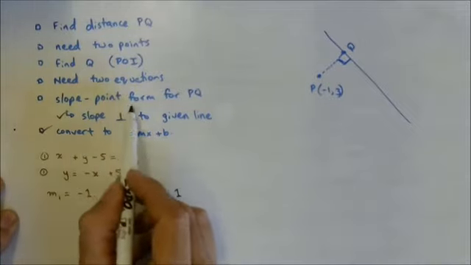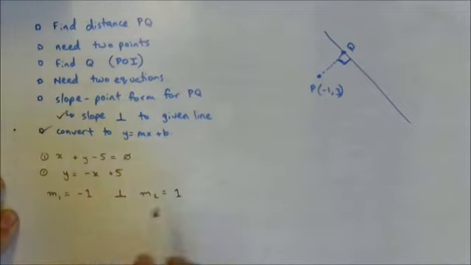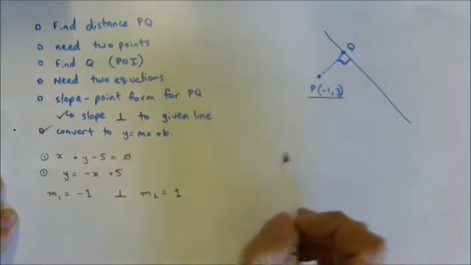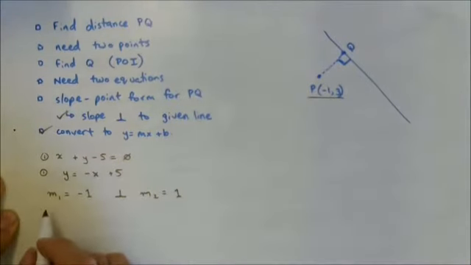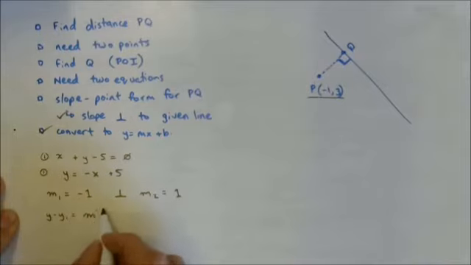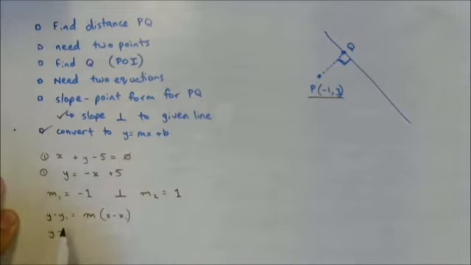Now we're looking to put PQ into point slope form. We have a point P, and now we have the slope. So here we go. y minus y1 equals m(x minus x1). Plug in what we know. In the last example, the point was the origin, 0, 0. Made it really easy. In this one, it's not. We have a y coordinate of 3. We have a slope of 1. We have x minus -1.